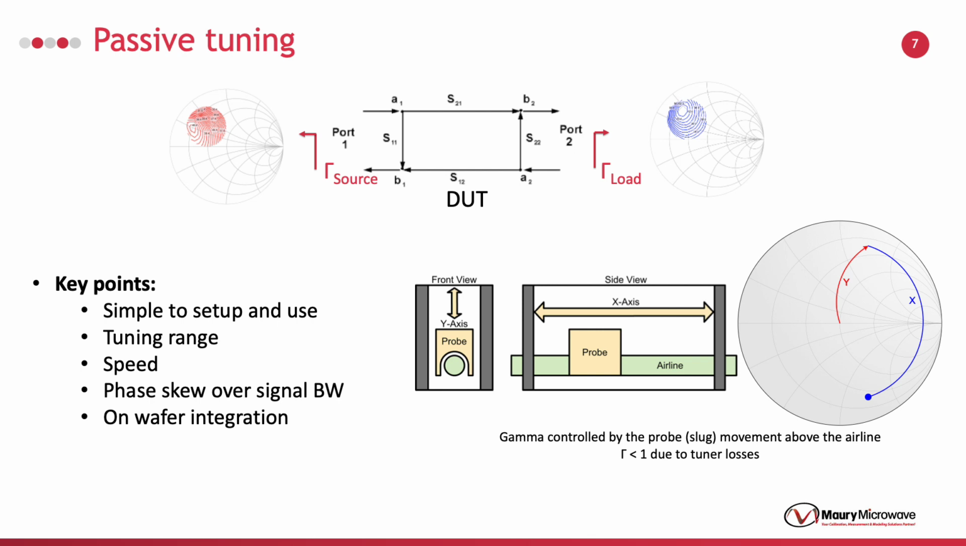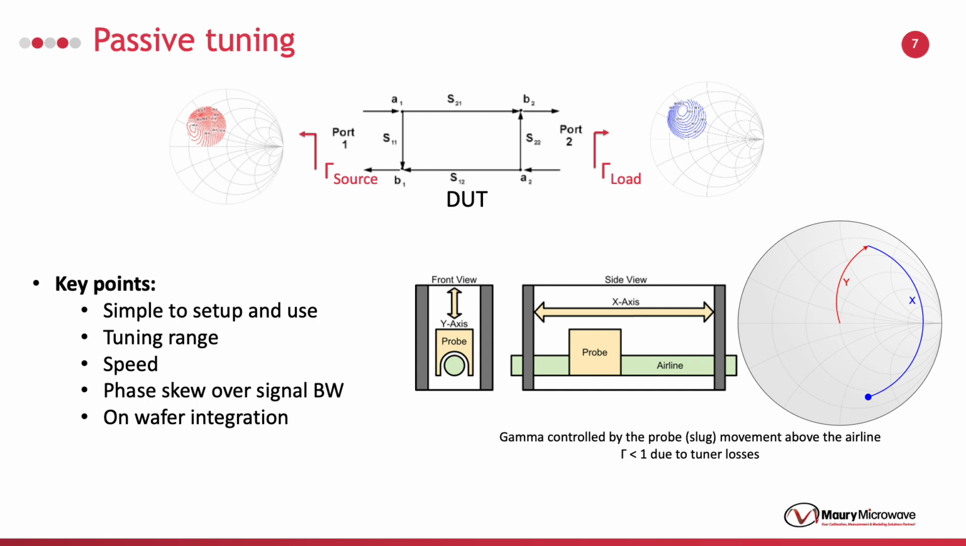The magnitude and phase of the load impedance are then adjusted by varying the position of the probe or slug in both the X and Y axis along a 50 ohm airline, as shown in the figure. By moving the probe up and down, left and right, it's possible to present nearly any impedance to the DUT, as long as a magnitude of A2 can remain sufficiently large. It's important to note that gamma load is less than 1, since A2 will always be smaller due to the losses between the output of the DUT and the tuner.